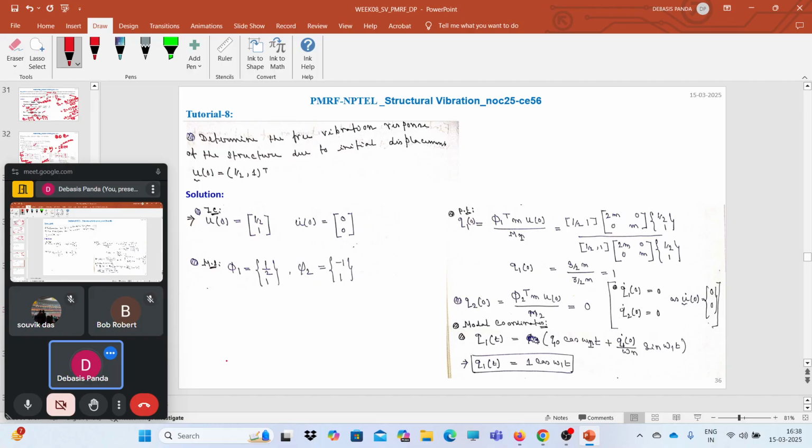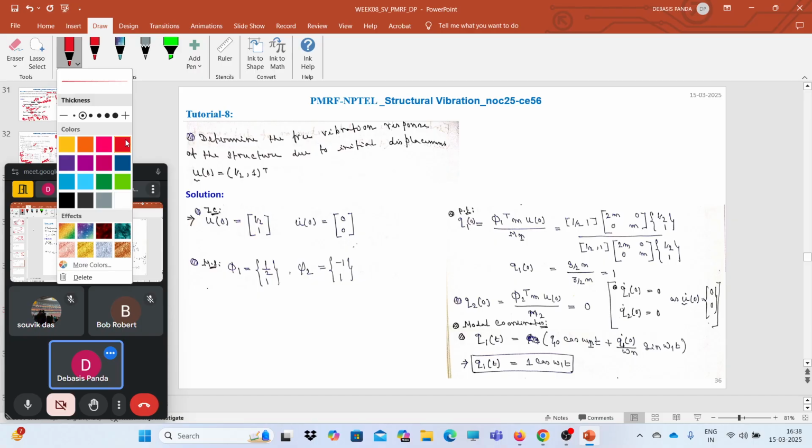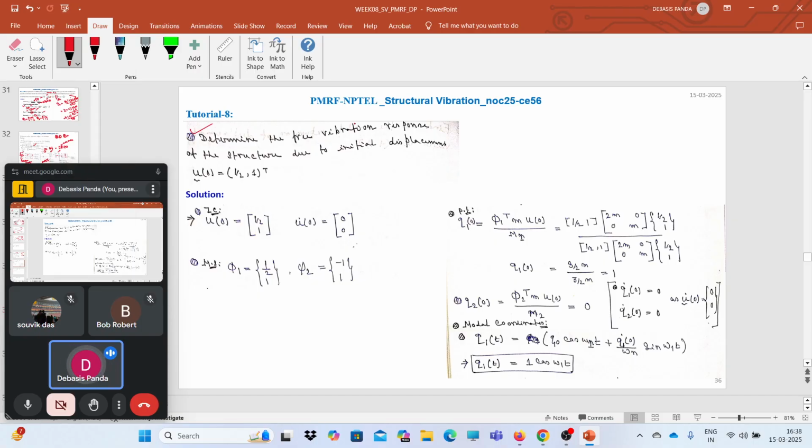Okay. So if you want to solve one example, like here, determine the free vibration response of a structure due to the initial displacement given here, where the mode shapes are given, phi 1 and phi 2. Now, how can we solve it? If you don't know the concept of modal participation, modal superposition and modal contribution factors, you cannot solve this. So now we can easily solve it. We have this u, we have phi 1, we have phi 2, right?